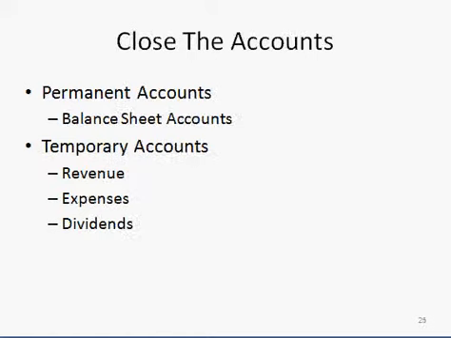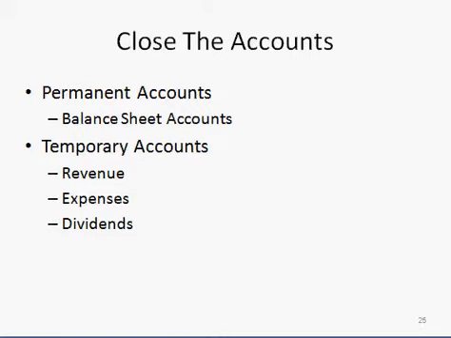Now, the last thing we do, step 7, is we close the accounts. We have permanent accounts and temporary accounts. If you think about this, it makes sense. Our permanent accounts are our balance sheet accounts, so it's our assets, our liabilities, and our stockholders' equity. You would not want to close out these accounts. For example, that's our cash account. You're going to want that to carry forward from year to year.